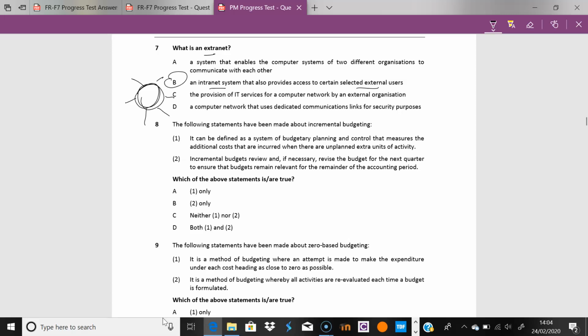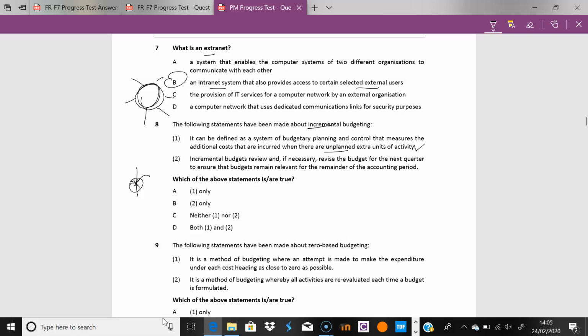So the answer here is B. Incremental budgeting fundamentally is about starting at maybe last year and adding a percentage based on inflation or changes. So we're just starting with a base that we already accept. Typically, if we have a stable business, then there are not too many shocks to the system. So there are planned extra units, or we just increase for the extra units in the plan. So this makes this wrong.